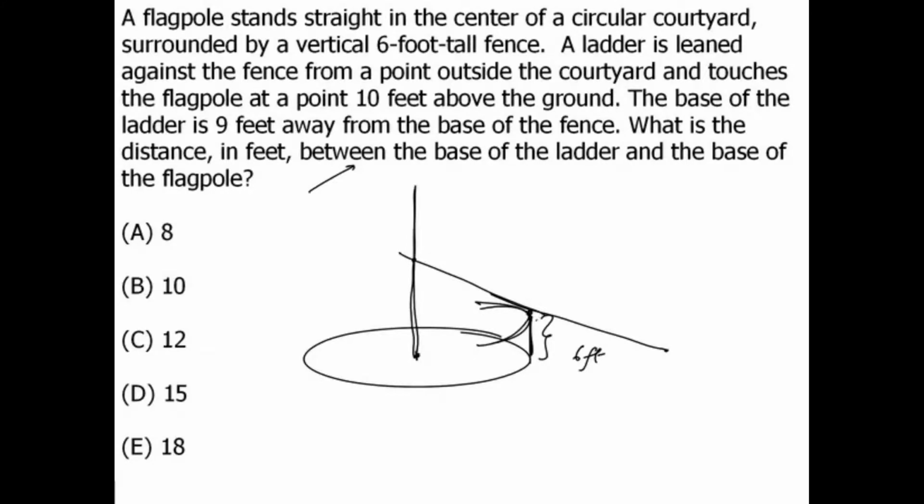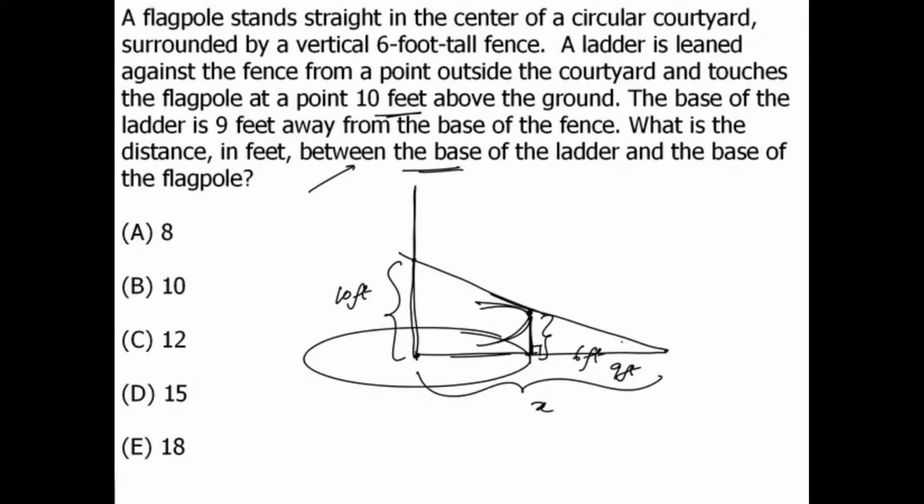So it's not only touching the fence, and then it's touching the flagpole. And that distance here is 10 feet. That's this piece of information. We're told that the base of the ladder is 9 feet away from the base of the fence. So that is 9 feet. These are all 90 degrees because these are all vertical. And the question is, what's the distance in feet between the base of the ladder and the base of the flagpole? So we're looking for that distance, x.